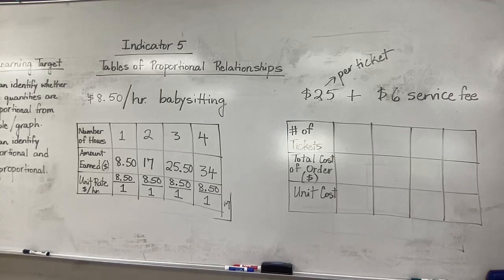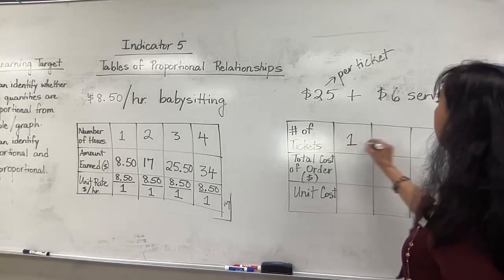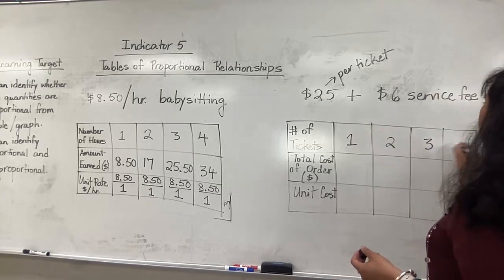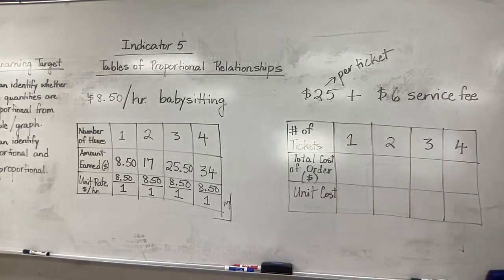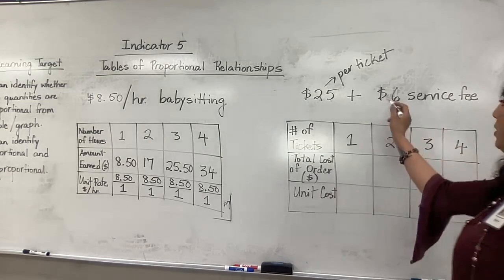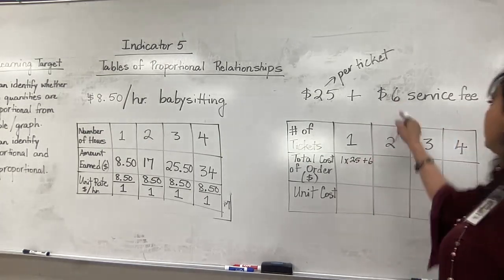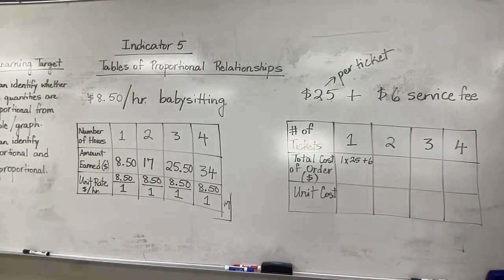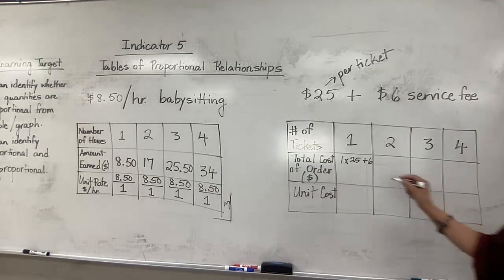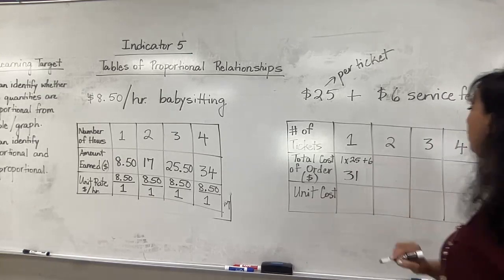Okay, so if I have 1 ticket, 2 tickets, 3 and 4, I have to do 1 times 25. That's basically what this means. 1 times 25 plus the $6, right? So that gives me 31 over here, $31.